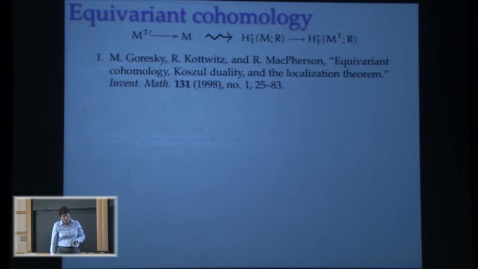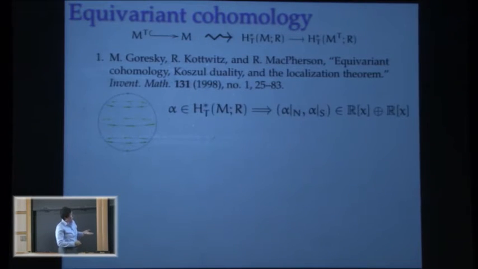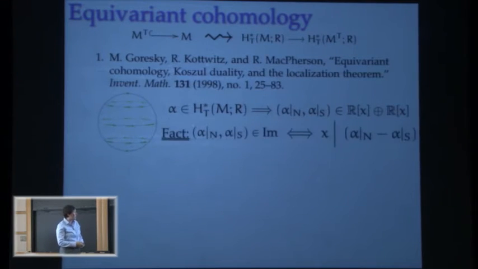Okay, and the first sort of major progress in this direction is a theorem due to Goresky, Kottwitz, and MacPherson that says, well, okay, so in our toy example, what happens if we have a class in here, then we restrict to the North Pole and the South Pole. We have a polynomial at each. And the fact is that something is in the image of this map, so we can figure out what the image is. It's in the image exactly if these polynomials in one variable have the same constant term. So if their difference is divisible by x. And this isn't hard to show. There are a couple ways to do it, but that's what the fact is.